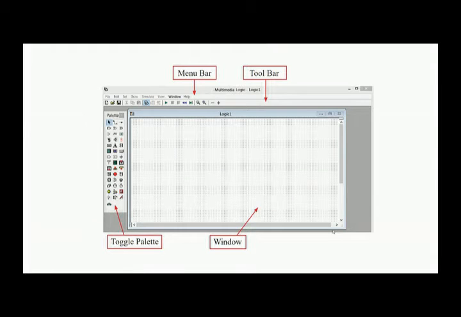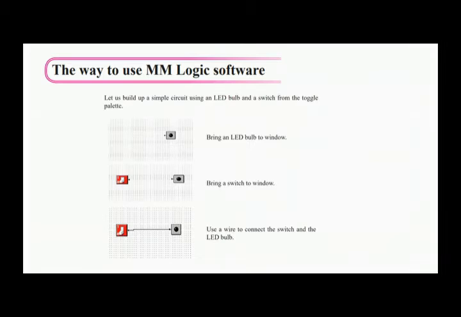Once you get this software, the interface will look like this. You have a window to do your drawings, and here are some tools. This is called the color palette. It's not in the App Store, so you have to download it to a computer. So now let's see how to use it.